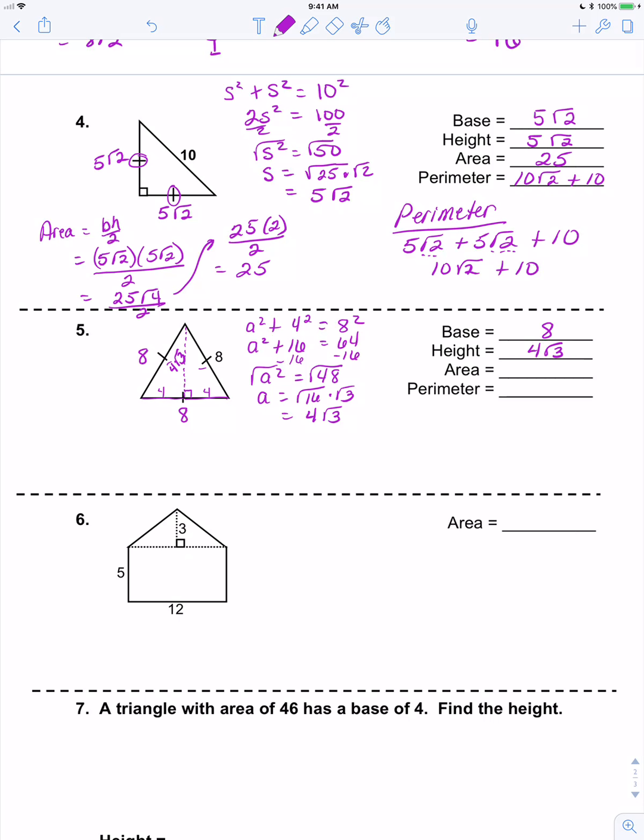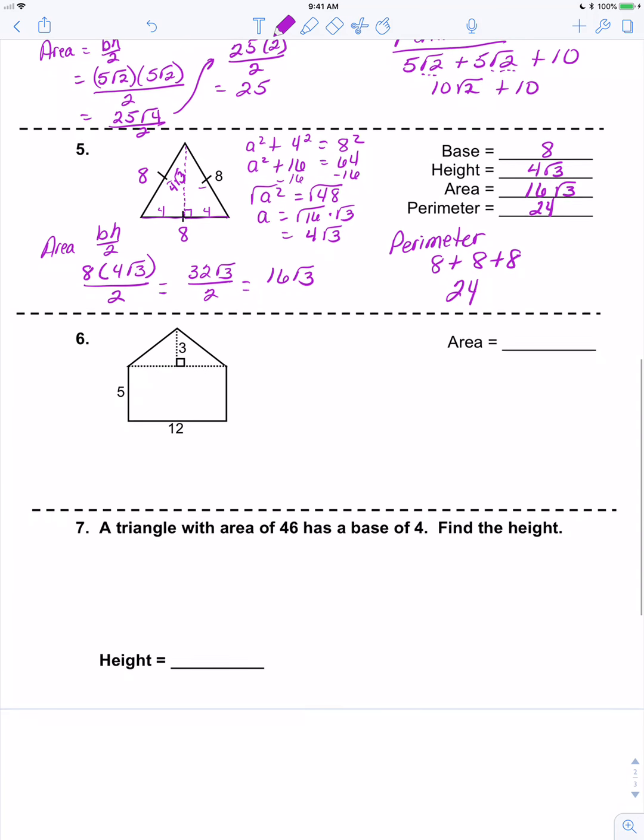We know that base is 8. So we're looking for the area, base times height divided by 2. So 8 times the height, 4 square roots of 3, divided by 2. And we can say that is 32 square roots of 3 divided by 2. We can reduce the 32 and the 2. That becomes 16 square roots of 3. Then for our perimeter, remember adding up the outside edges, which is 8 plus 8 plus 8, 24.